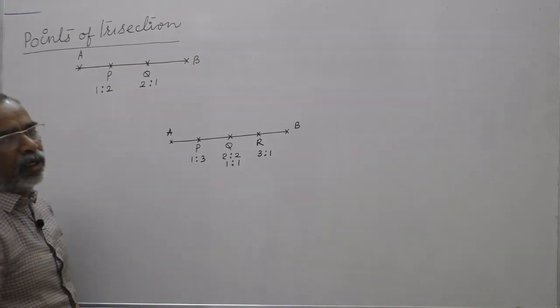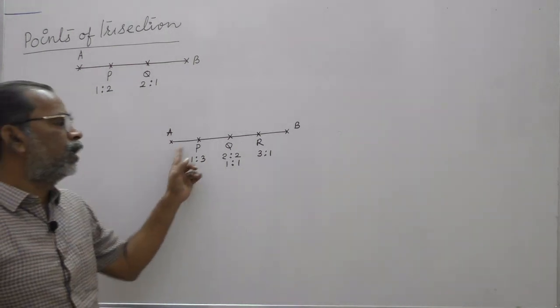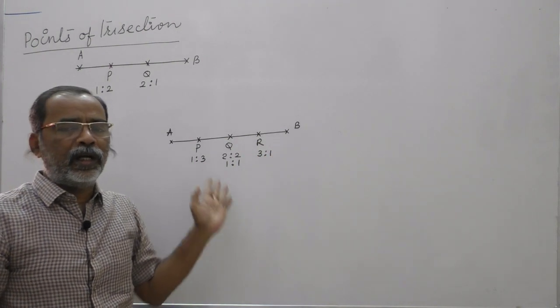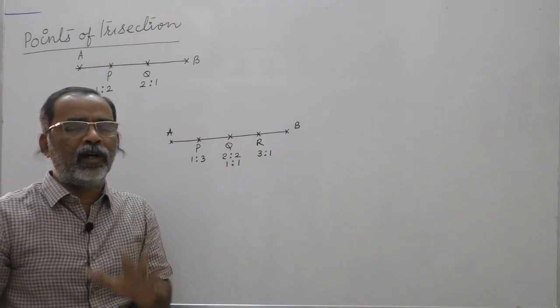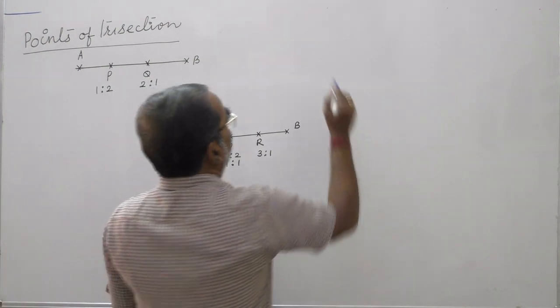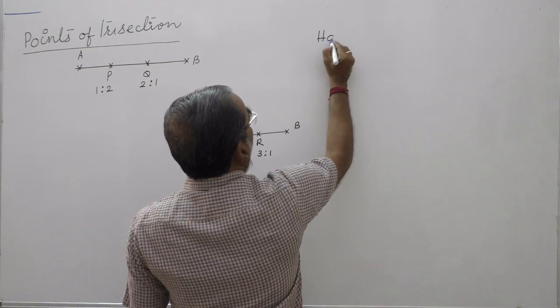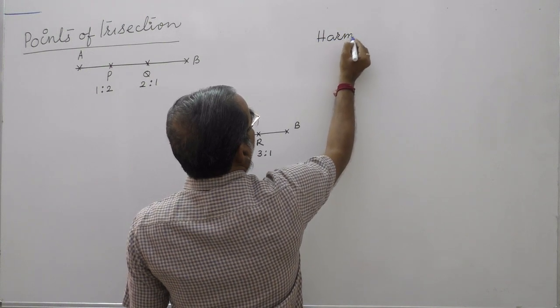This can be extended to any number of times. So you can find the points which divide the line segment into 5 equal parts, 6 equal parts, etc. Next we have one more important one, harmonic conjugates.